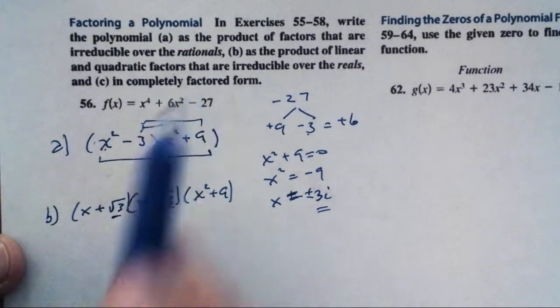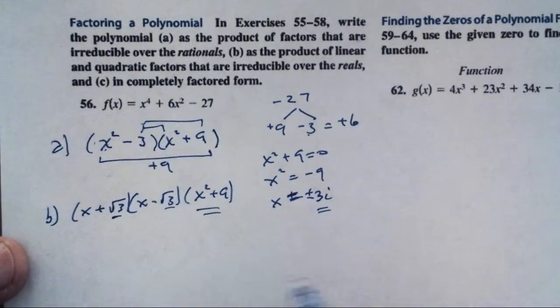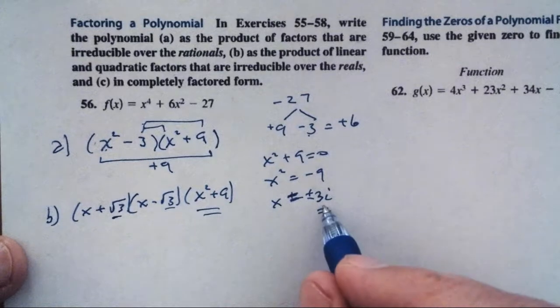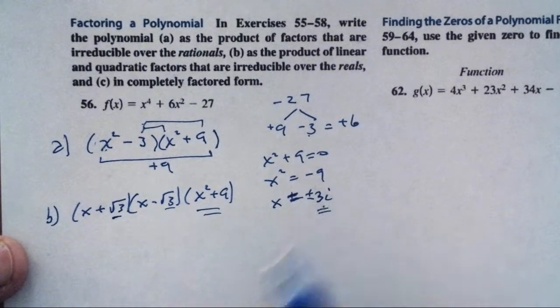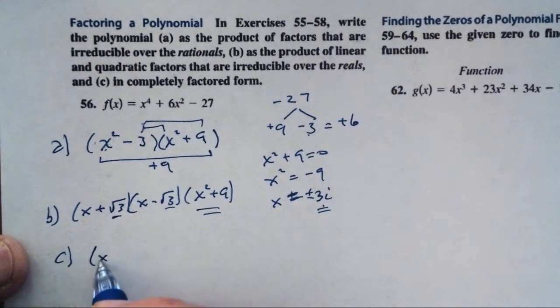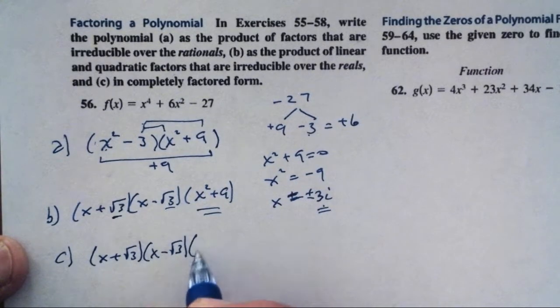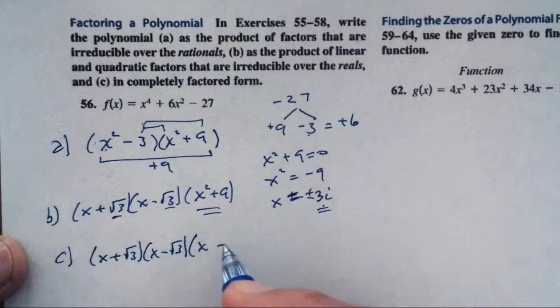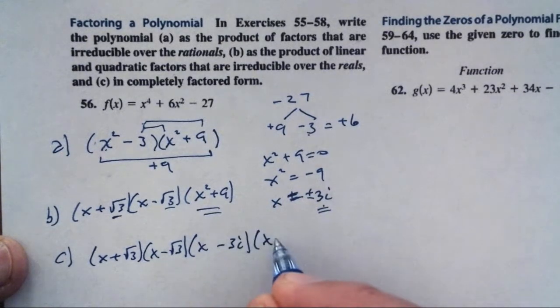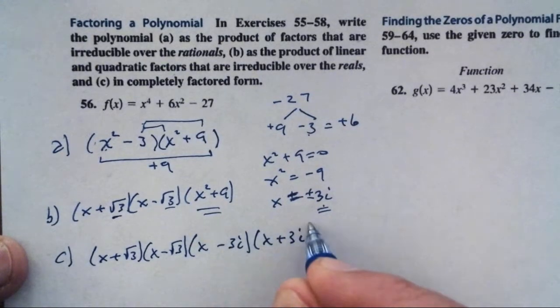And finally, in completely factored form, that's when I get my x is plus or minus 3i. So C is x plus root 3, x minus root 3 times x minus 3i times x plus 3i.